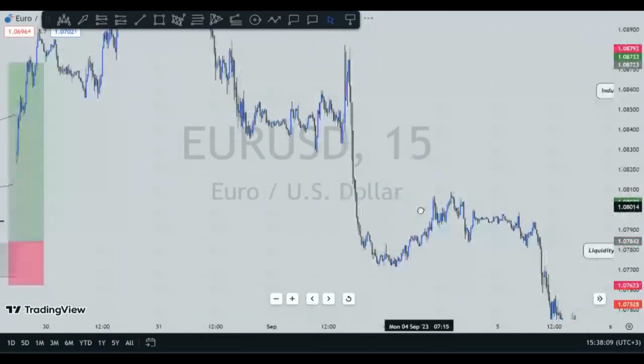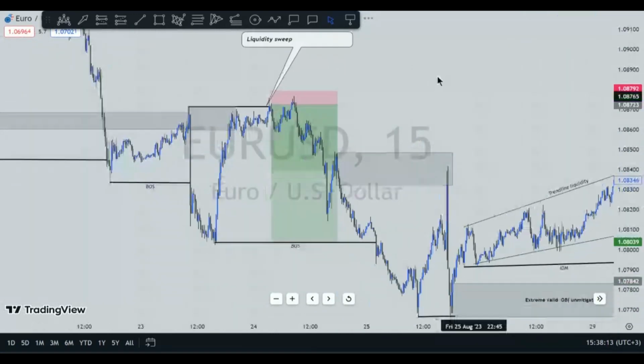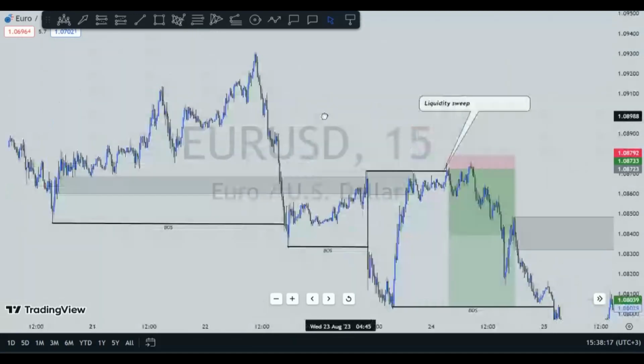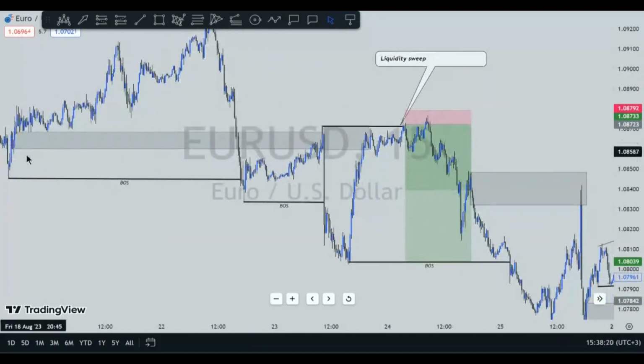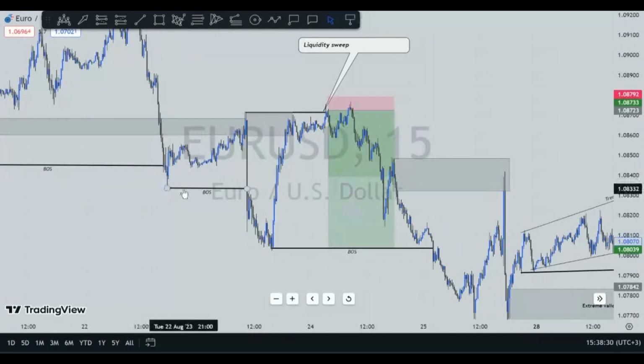So I will show you my charts here. Let's start from this end. Yes, let's start from here. So as you can see, price is moving. It is on a downtrend. I've marked my break of structures here. Let's start from here. Now, after this break of structure, I marked this order block here.